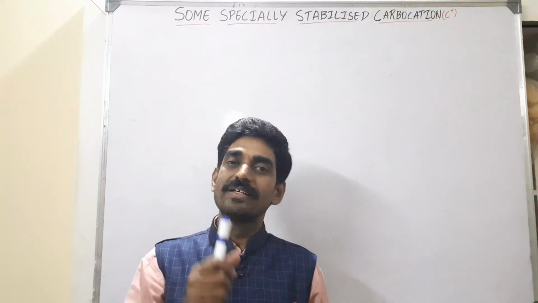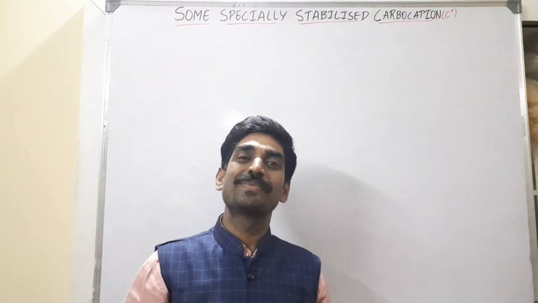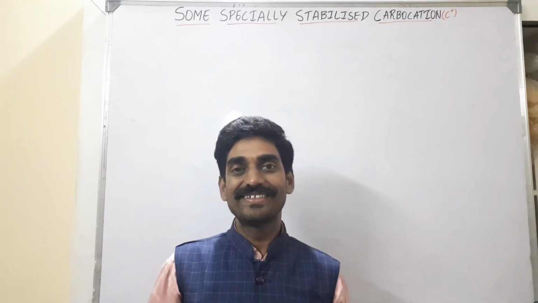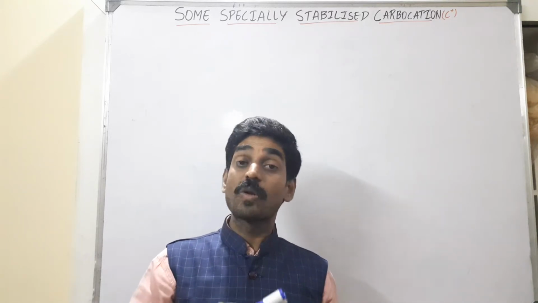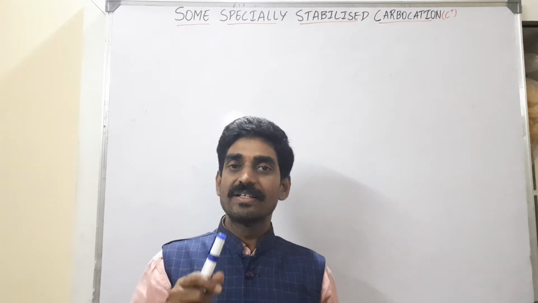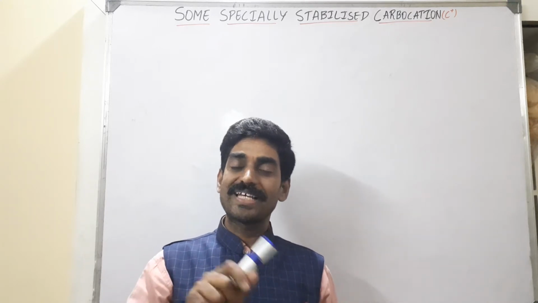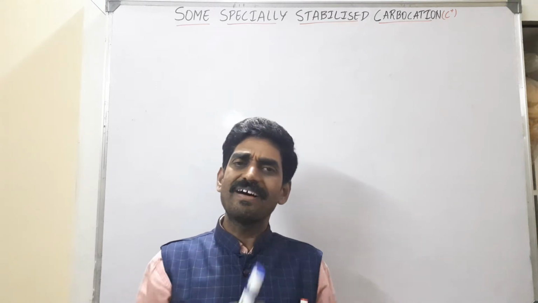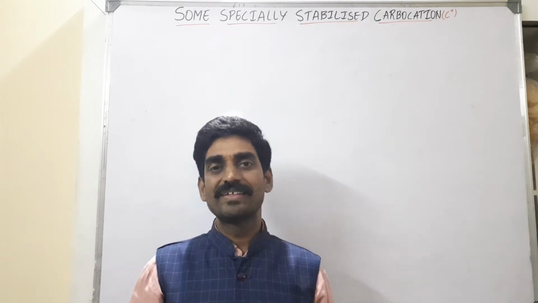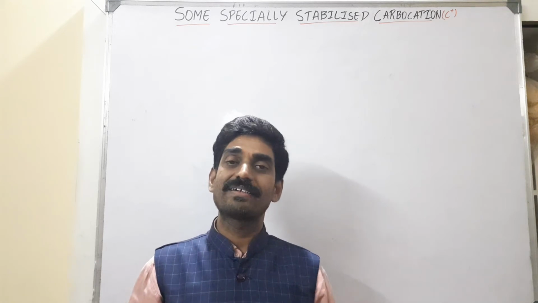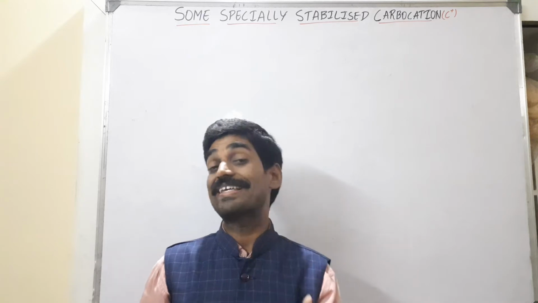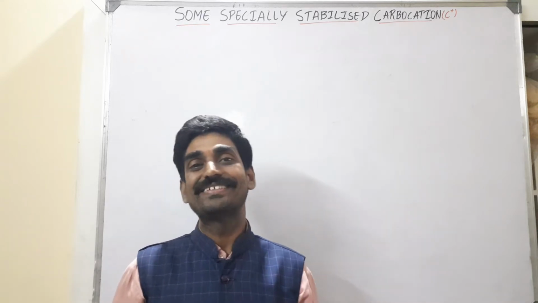Hi students, now we are going to discuss some specially stabilized carbocations like cyclopropenyl carbocation, tropylium carbocation, cyclopropylmethyl carbocation, that is CPM carbocation, and aromatic aryl carbocations. Then polycyclic carbocations like cyclopropyl carbocation, cyclobutyl carbocation, cyclopentyl carbocation, cyclohexyl carbocation, and how they are going to stabilize.